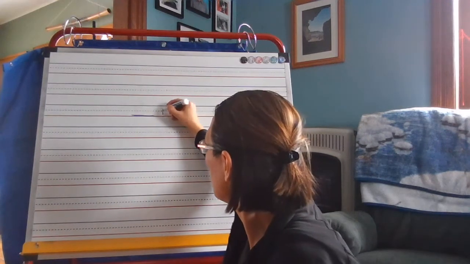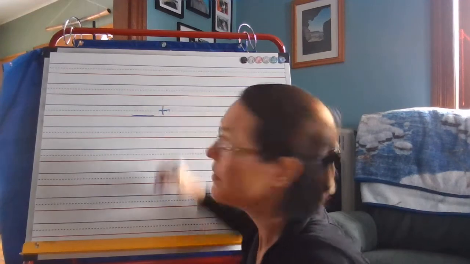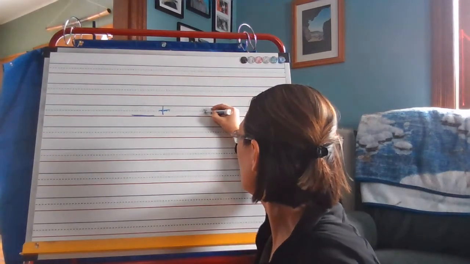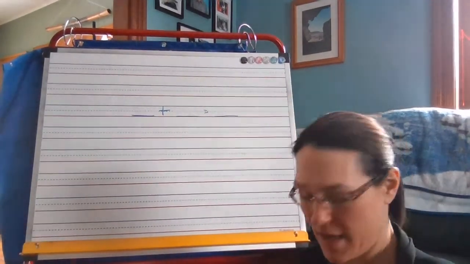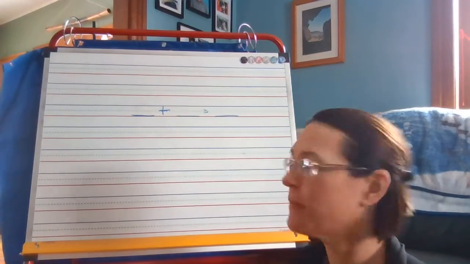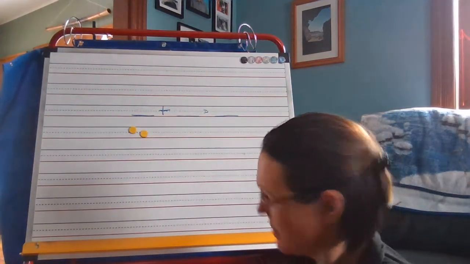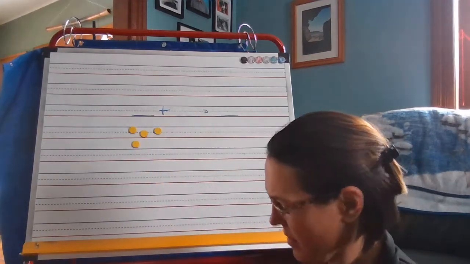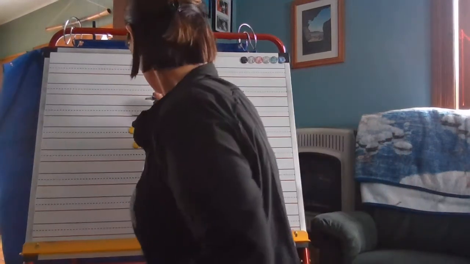Blank plus, there's our sign for addition. Numbers are getting larger. Blank equals, and we got to fill in these blanks. All right. How many did Maddock make? 5. Let's get his 5 up there. Five for Maddock. Here we go.